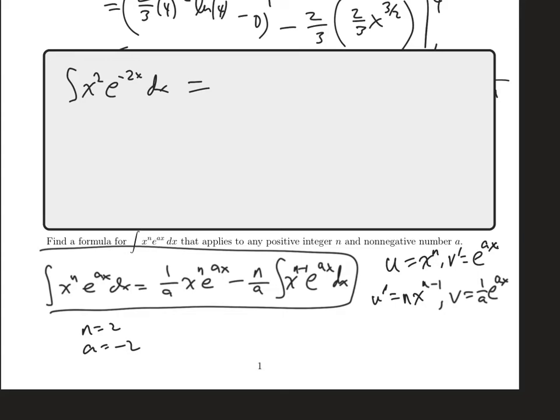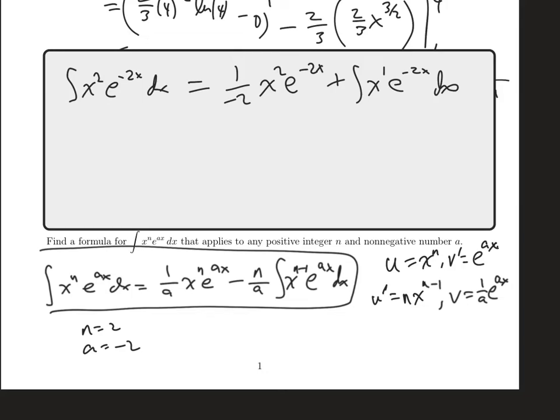So I have 1 over a, so 1 over negative 2, x squared, e to the minus 2x, minus, and then in the formula I have n over a. Well, n over a is 2 over negative 2, so that's negative 1. So this negative will become a positive, and I'll have x to the first power, e to the minus 2x. So without having to explicitly do the integration by parts, I can just use the formula for that.